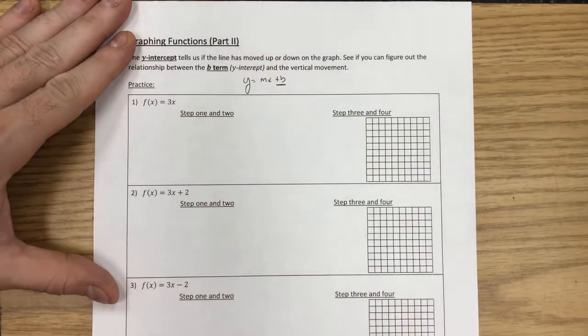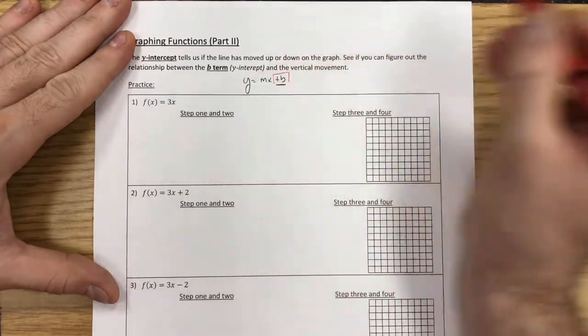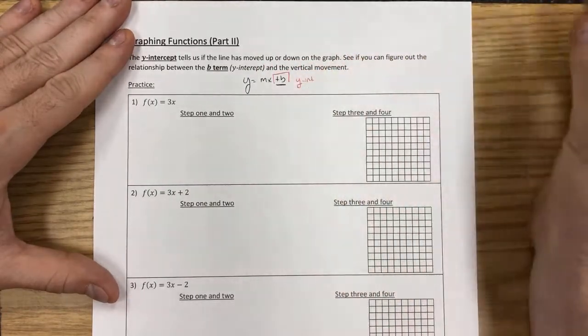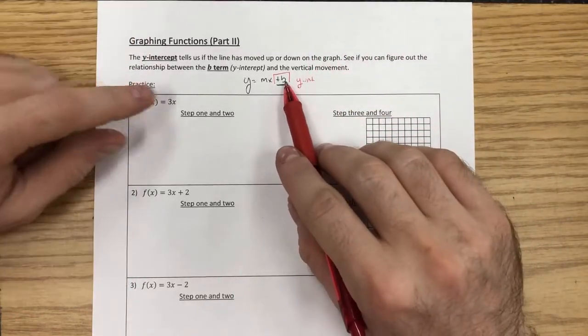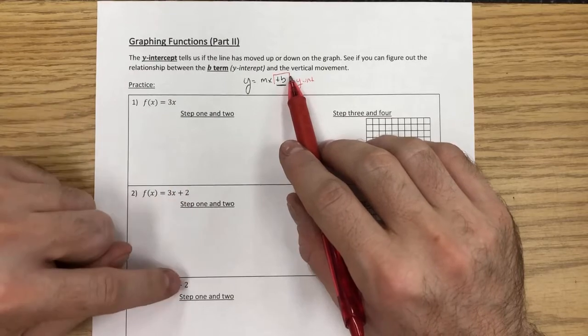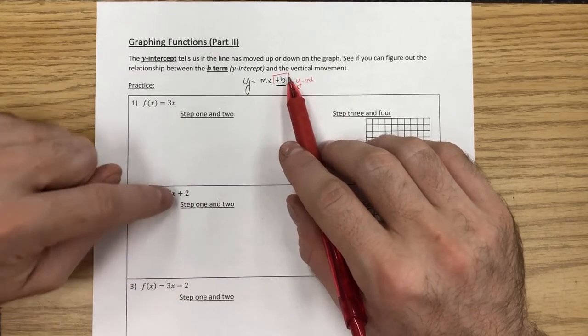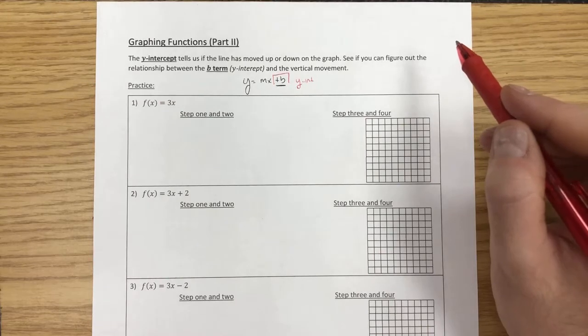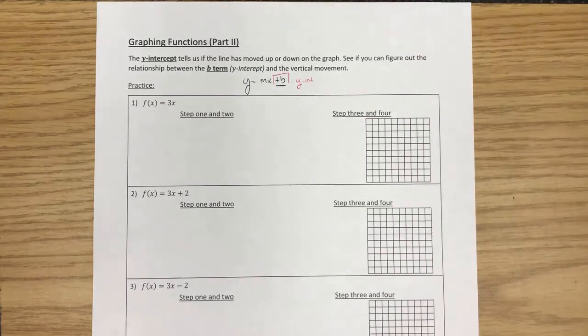This b term right here being our y-intercept. We're going to ask ourselves, if I have a b, sometimes we're going to be adding, sometimes we're going to be subtracting, does that tell us if the graph has moved up or down, or does it relate to the graph at all? So we're going to solve a couple different graphs and see what type of relationship it has.